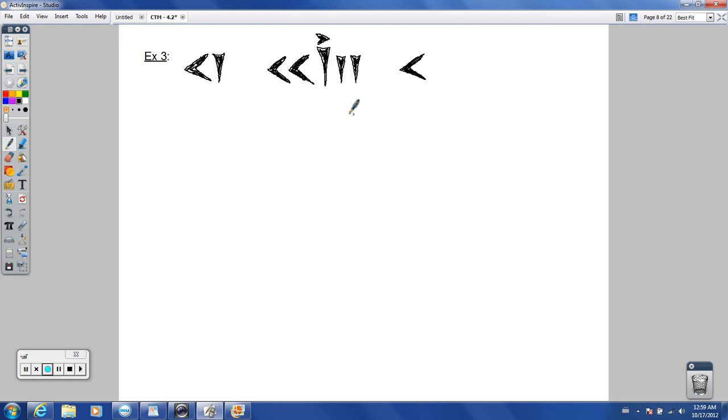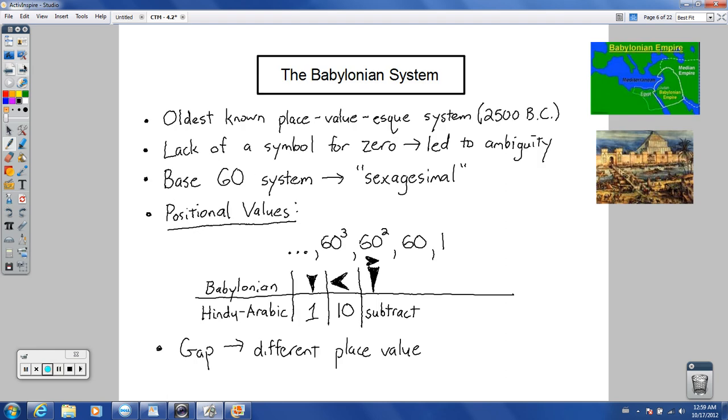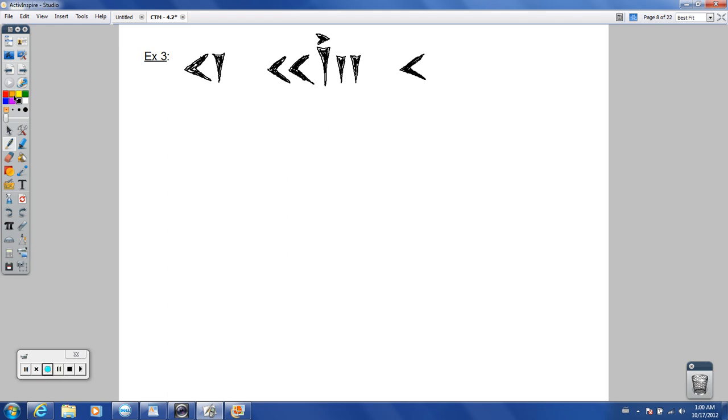So I've got three different place values now. This is still the ones. This is still the 60s. What is this one though? Again, let's go back to this. That's 1, 60, and the 60 squared. So we just keep multiplying by 60 more. So let's write that out here.